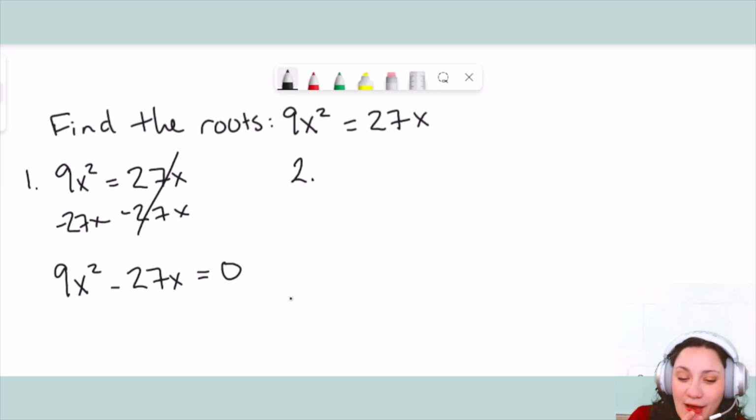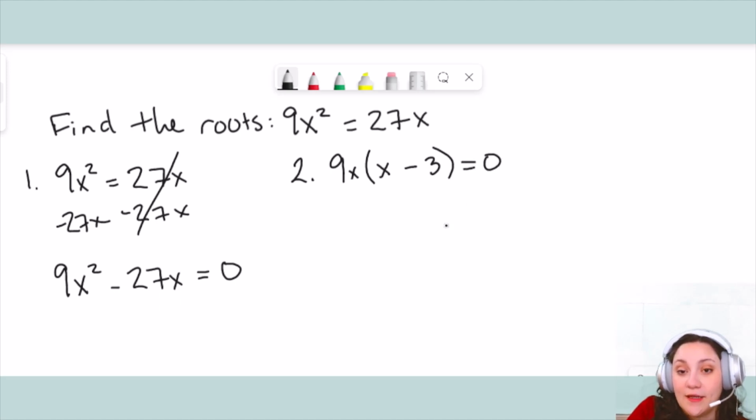Now you might be thinking, how do I factor this if it's not a trinomial with 3 terms? I don't know how to factor it back into that sort of FOIL form with the 2 binomials. But remember that we have other ways of factoring. I look at the terms that I have, and I see that 9x is a common factor in both terms. So if I factor out a 9x, then for the first term, I'm left with just x, and for the second term, I'm left with a minus 3. And that's still equal to 0.